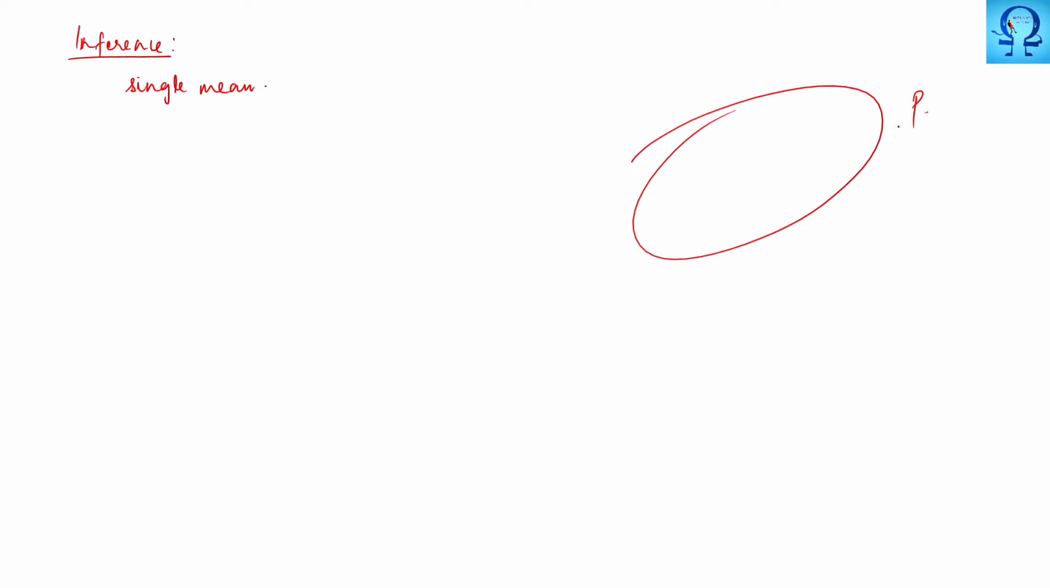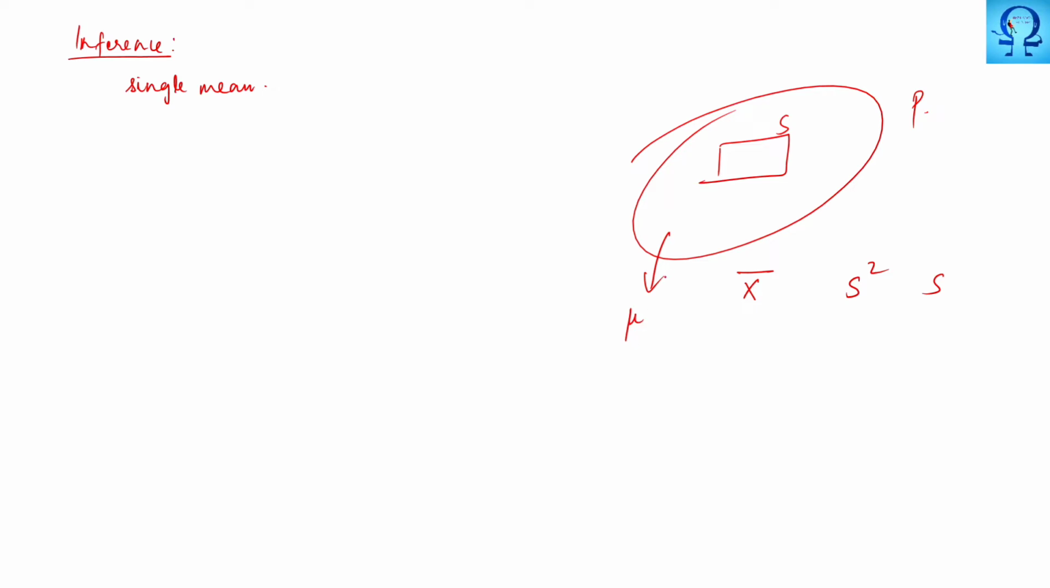Now we are discussing inference, right? So, inference regarding a single mean. A single mean means what? We consider a population, the total population, from which we take a particular sample. From the sample we calculate the sample mean and the sample variance s square, or the sample standard deviation s. With the selected sample we try to generalize things for this population.